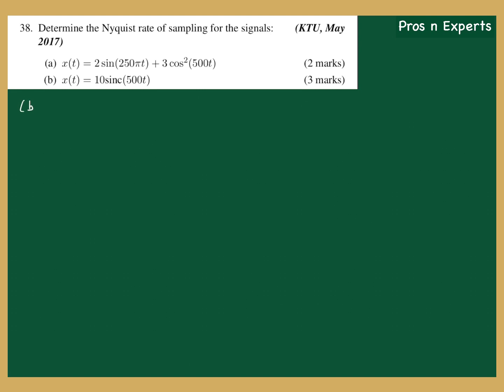Okay, moving on to question B. Now the signal x of t is 10 sinc 500 t. Now this question is a bit catchy. You cannot identify the frequency component as directly as we have done in question A, but we know the sinc signal. What is sinc t? The sinc signal, or sinc t, is given by sine pi t whole divided by pi t, or 1 by pi t into sine pi t. That is sinc t.